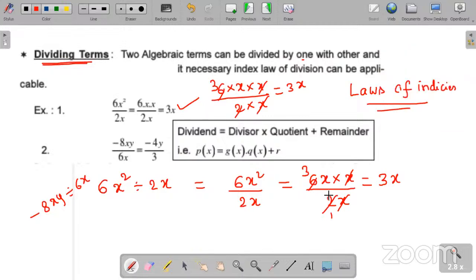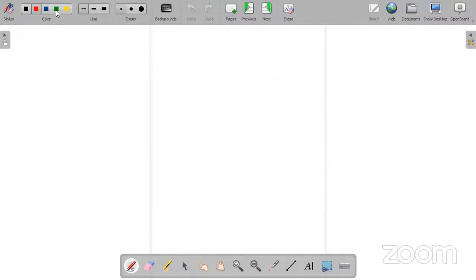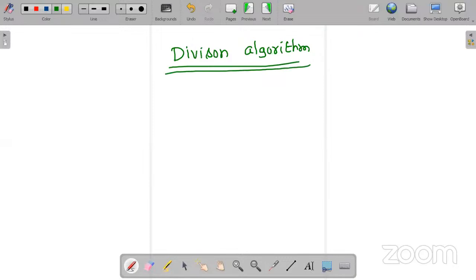Right. So next, in this way, we can divide. One more thing, this is actually called the division algorithm. What is the division algorithm? Let me explain. Don't worry. Let's have a discussion on the division algorithm. So, what is the division algorithm on algebraic expressions?